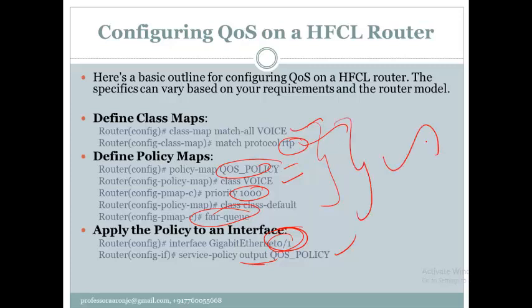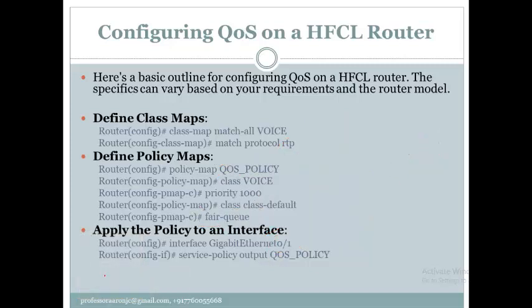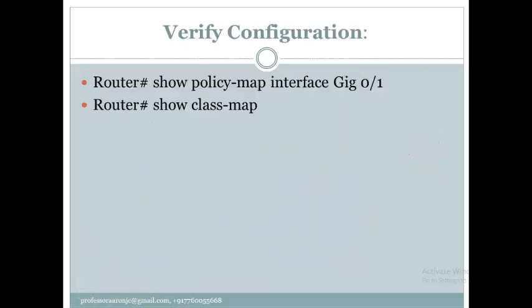So these are the show commands: show policy-map interface, and then the interface name. That will show you what policy has been applied and how much traffic has been served according to the policy. You can even see how many bits of traffic were given what type of treatment, very clearly. If you simply want to see the class map that you created, you type show class-map.